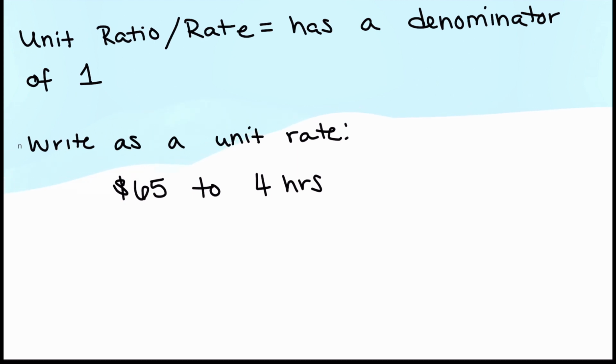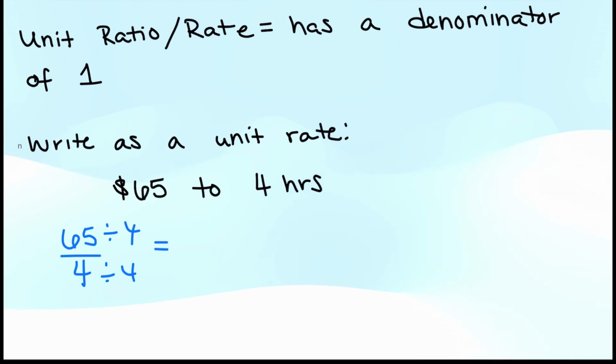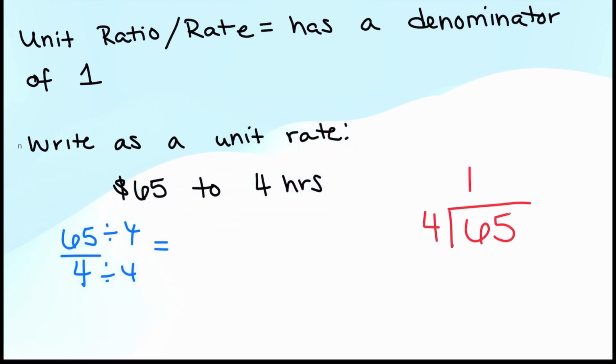Write as a unit rate $65 to 4 hours. So first I write it as a fraction, $65 over 4 hours. To make this a unit rate, the denominator has to be 1. My denominator is 4, so that means I have to divide the top and bottom by 4. I'm going to take 65 and divide that by 4.